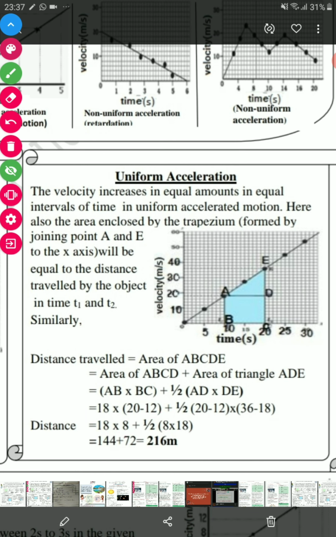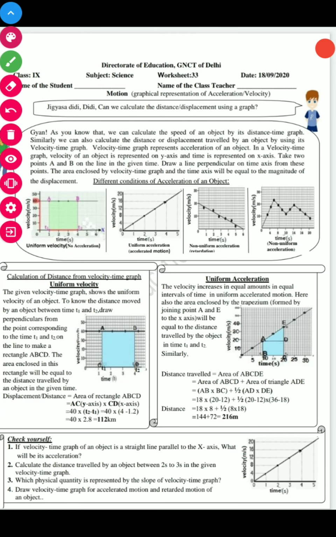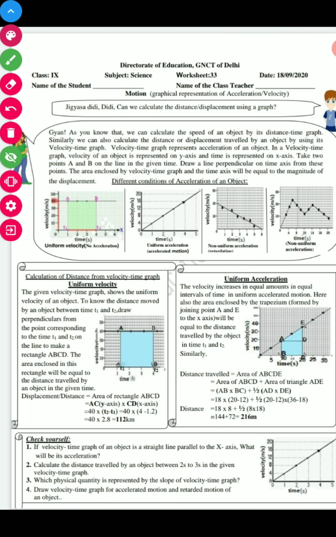Okay, so this is all about today's worksheet. Students, let's do practice exercise. First we have: if the velocity time graph of an object is a straight line parallel to the x-axis, what will be the acceleration? Students, in this case acceleration is 0, because the straight line is parallel to the axis. In this case slope is 0, so the acceleration is also 0.